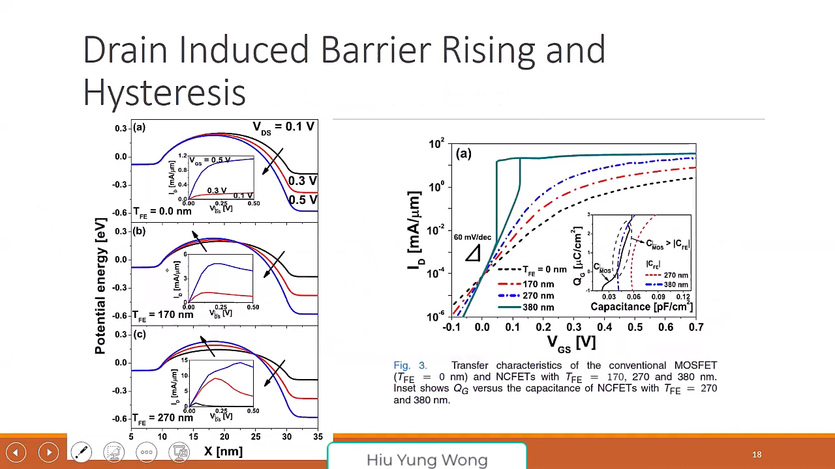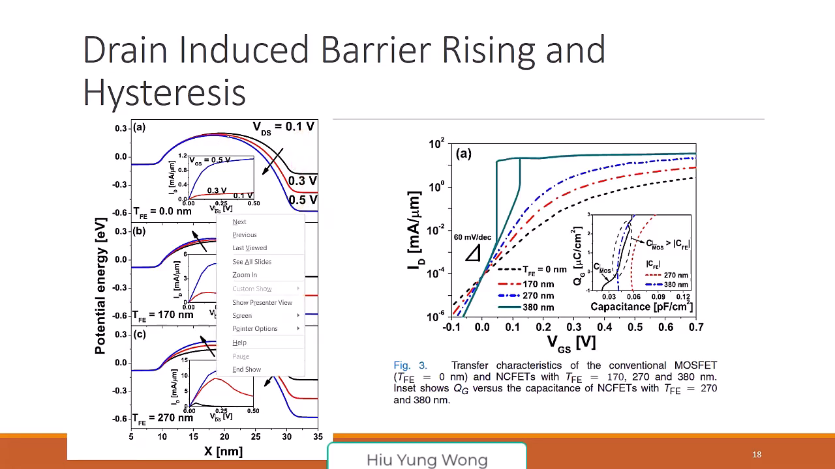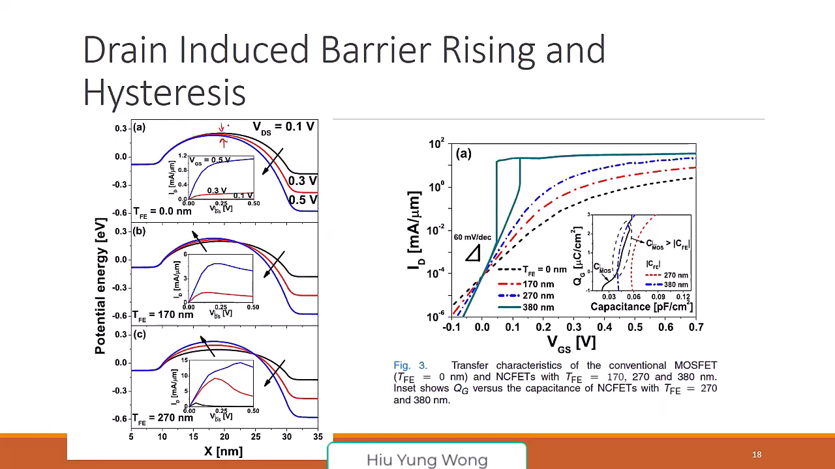Let's look at this. This is the band diagram. This is a regular device, no ferroelectric layer. When VDS is 0.1, I have this black line. When I keep increasing the VD, this keeps going down. You see there's a drain-induced barrier lowering, right? So I actually have higher currents and that's why you have lower VTH.